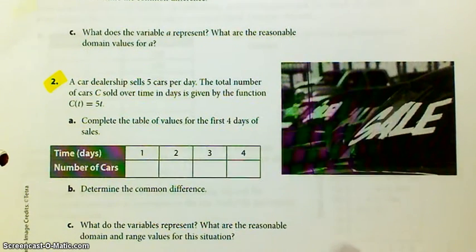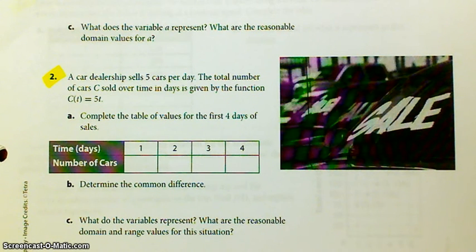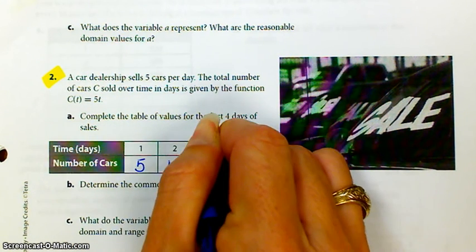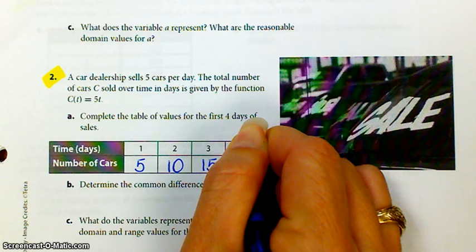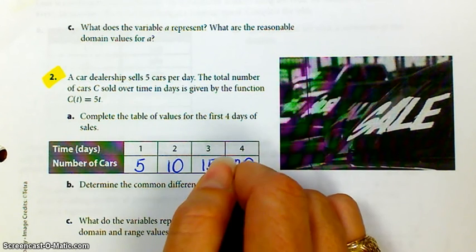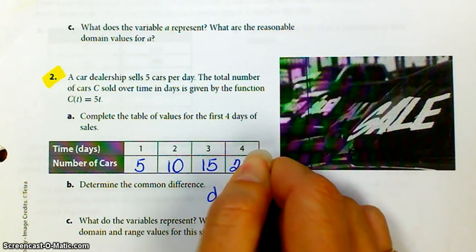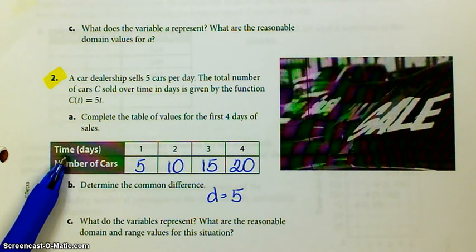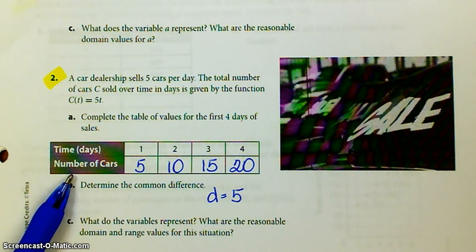So I guess, all right, a car dealership sells 5 cars per day. The total number of cars C sold over time in days is given by the function C of t is equal to 5t. Complete the table of values for the first 4 days. Common difference is 5. What do the variables represent? Well, your independent variable is the number of days, and your dependent variable is the number of cars that are sold.